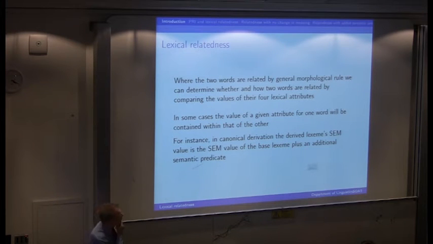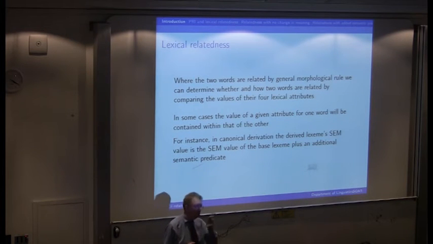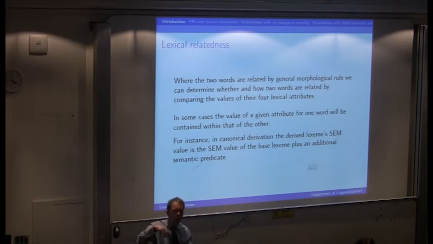And here's what I think about relatedness. As I mentioned, what we do is compare on a pairwise basis these four attributes and see whether they're the same or different, or whether one subsumes the other, whether one contains the form or the semantics of the other word. For example, in derivation, if you've got drive and then you derive the word driver, what happens there is that you're adding a semantic predicate. You're taking the verb drive and adding the idea of person who does that verb. Person who is the added semantic predicate. And that's what all derivational morphology looks like, actually, according to some.